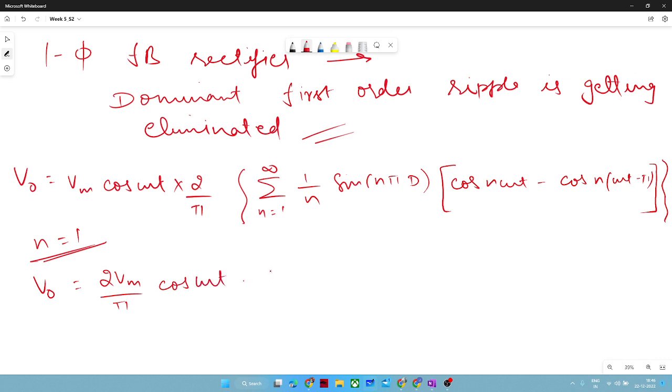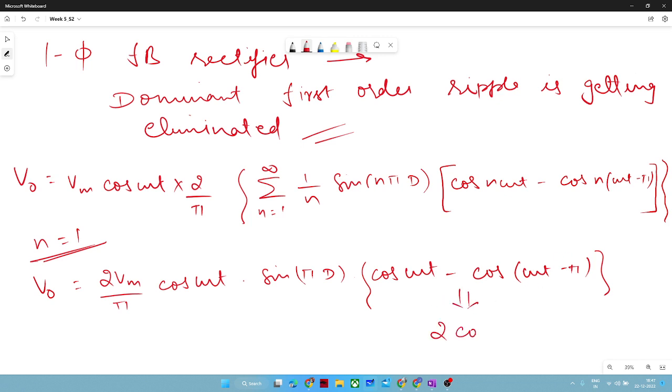into sin pi d into cos omega t minus cos omega t minus pi. And this cos omega t minus pi will be minus cos omega t, as I told you. Cos n omega t minus pi is nothing but minus 1 raised to power n into cos omega t. So it will be equivalent to cos omega t minus minus cos omega t, that will be 2 cos omega t.